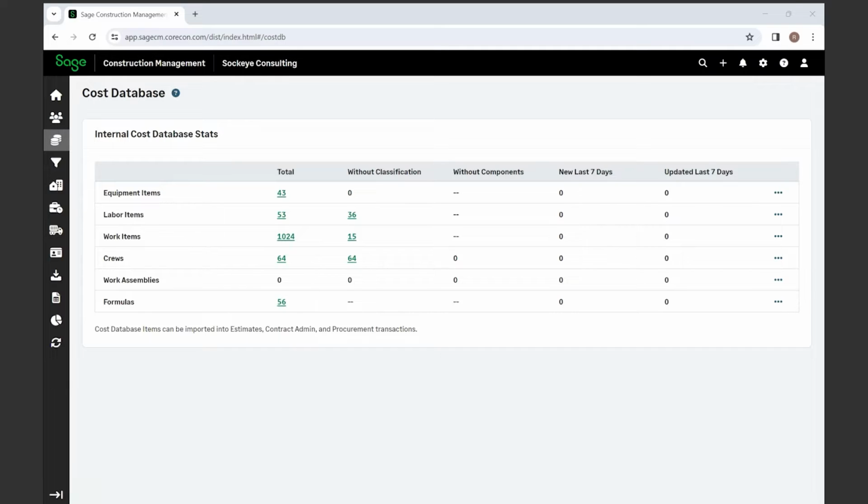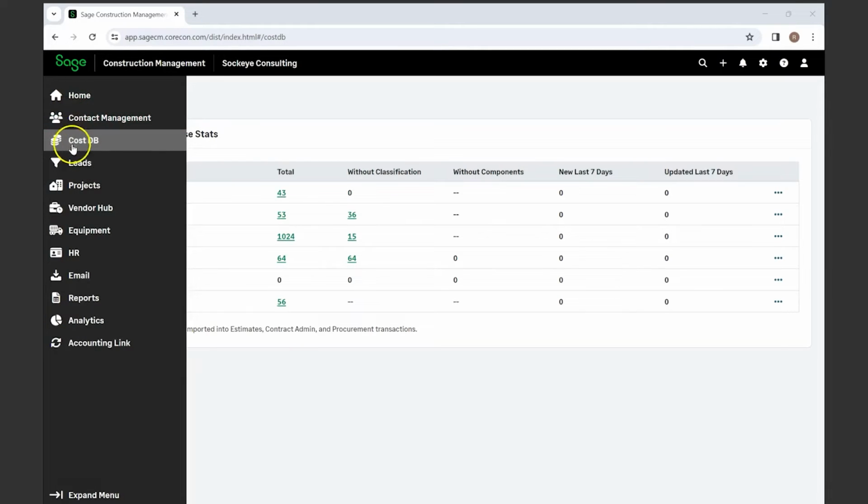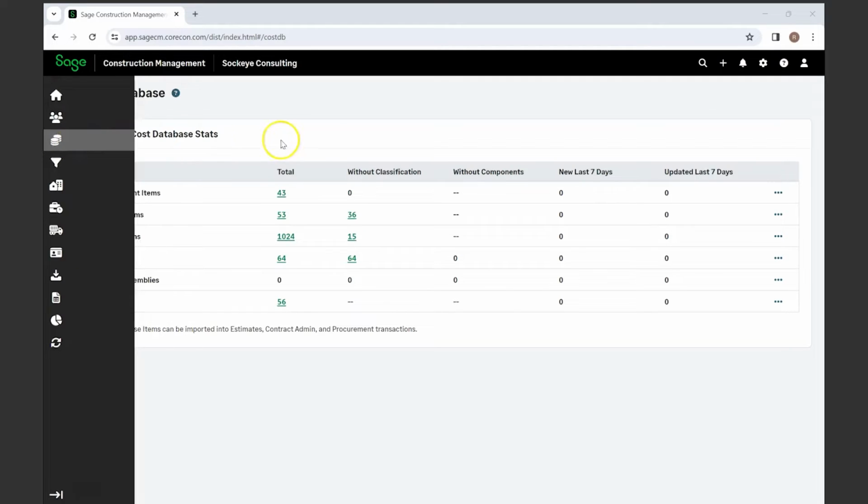Today, I am going to be giving you a closer look at the Sage Construction Management Cost Database. This is an internal cost database, so it includes any kind of equipment items, labor items, work items, crews, work assemblies, or formulas. To get here, you just go under your sidebar and go to the cost database.